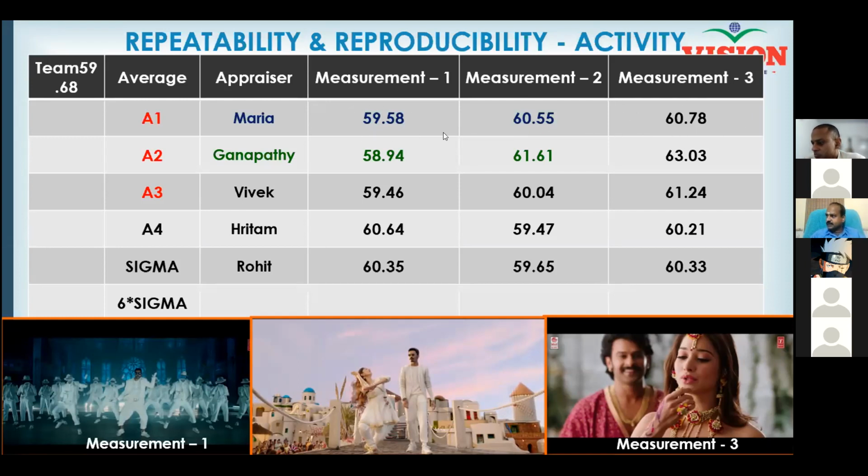If you horizontally look at Maria's 3 readings, there is a variation. This variation is called what? Repeatability error. She should have given all 3 readings the same. If all 3 readings are the same, then repeatability error is 0, but they are not the same. Now calculate the standard deviation of the 3 readings. That will be the repeatability error committed by the first appraiser. Same way, in Ganapati's readings also, there is a repeatability error. And third, the repeatability error committed by Vivek. And then Ritam, Rohit, everybody committed.